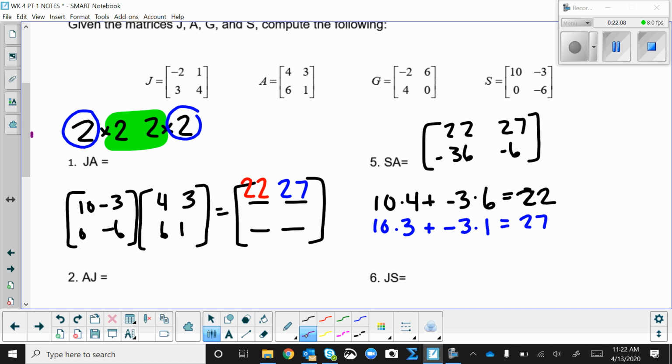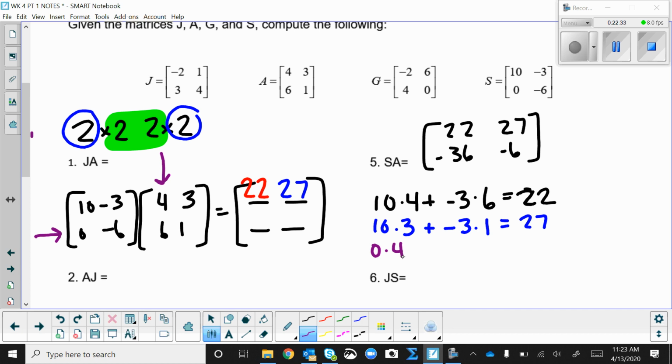So we're moving to the second row now. So I'm going to do the second row in the first matrix and the first column in the second matrix. So what are their first entries for each of those things? 0 and 4. So we multiply them.